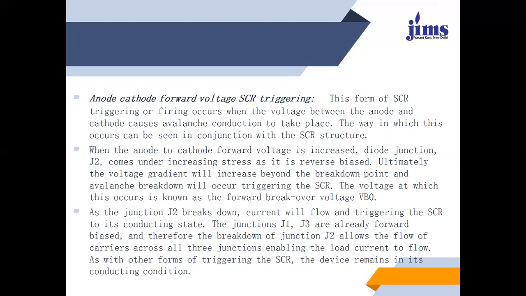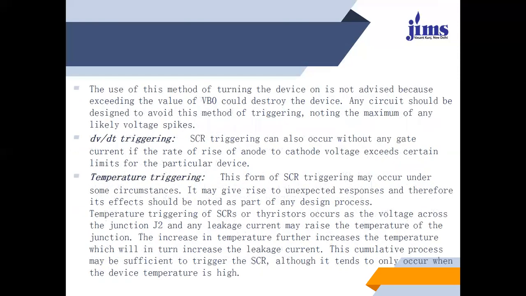The junctions J1 and J3 are already forward biased, and therefore the breakdown of junction J2 allows the flow of carriers across all three junctions, enabling the load current to flow. As with other forms of triggering, the SCR device remains in its conducting condition. The use of this method of turning the device on is not advised because exceeding the value of VBO could destroy the device. Any circuit should be designed to avoid this method of triggering, noting the maximum of any likely voltage spike. Next method is the dV/dt triggering.